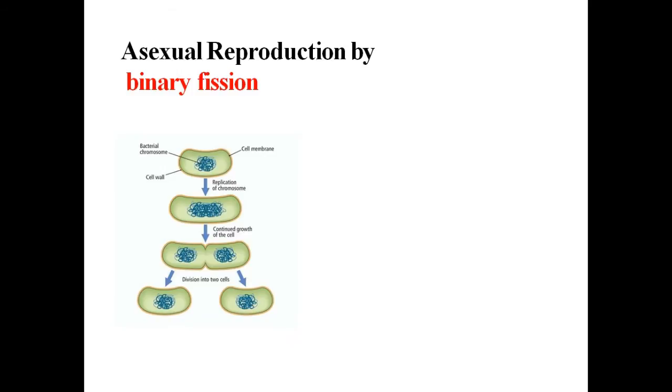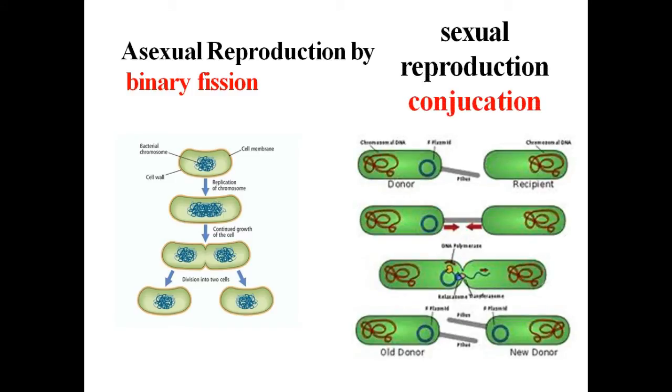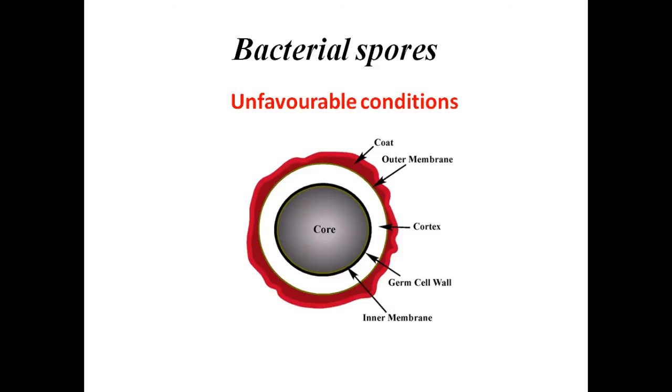Bacteria reproduce mainly by binary fission. Binary fission means one cell divides into two, and it also reproduces sexually, as conjugation. This sexual reproduction is a primitive type of DNA transfer from one bacterium to another bacterium. Sometimes under unfavorable conditions they produce spores.